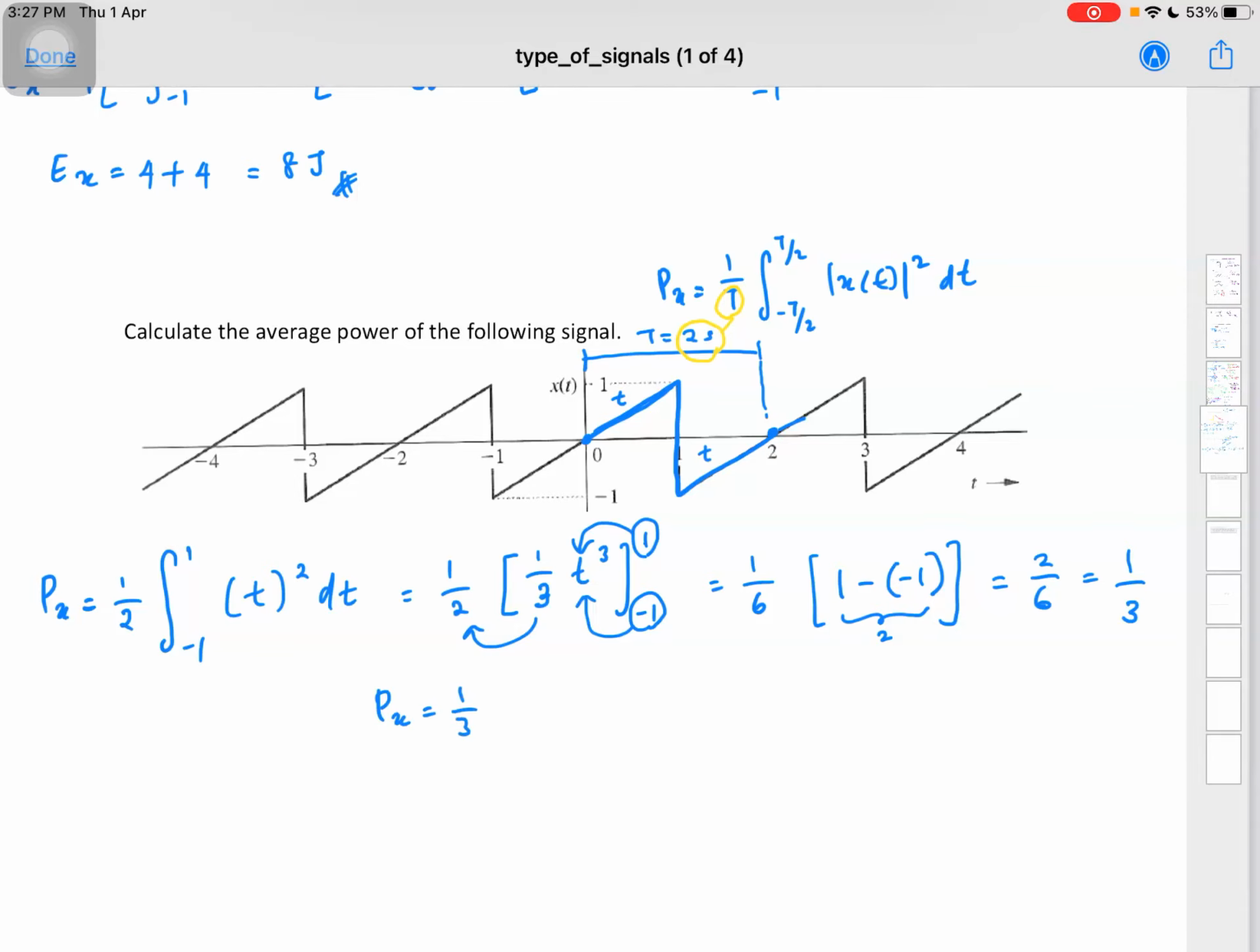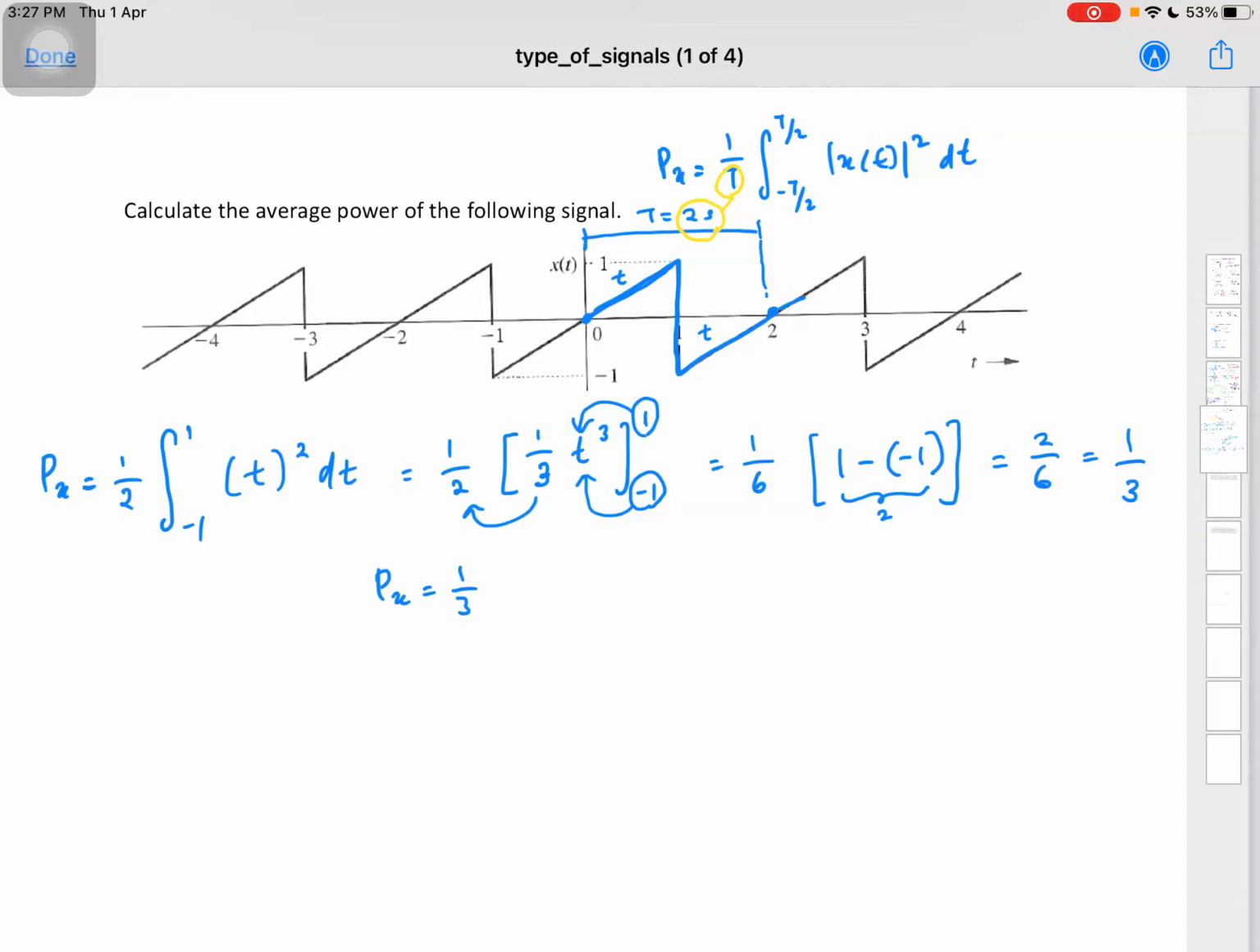Right. Now in class, I also said that we have a relation between power and root mean square, or RMS, where P equals RMS squared. Okay, so let's say the question asks you to calculate the RMS for this signal. Okay, you can find it from the square root of P equals RMS. So in this case, for this particular signal, it will be 1 over square root of 3, the RMS of the signal.